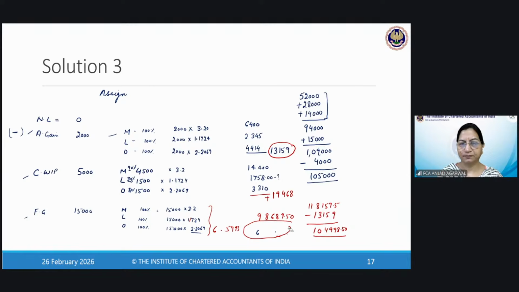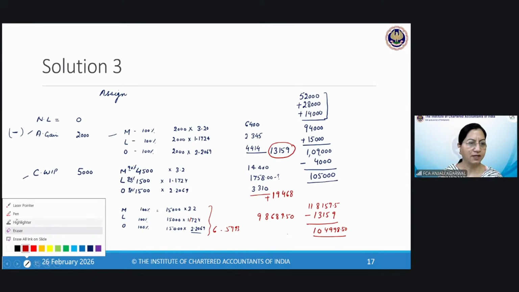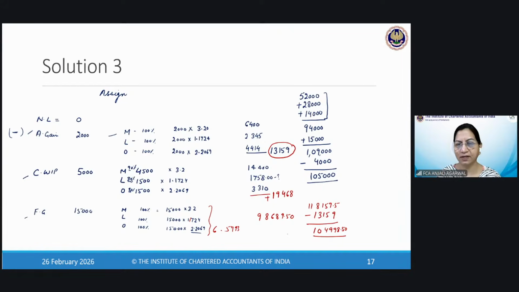Therefore, I will adjust it here itself so that in the process account I don't have anything to erase. So instead of 98,689.50, I'll call it 98,690. So I've increased the 50 paisa here. This also I'll round off to 19,469. So 1 rupee I have increased here. And now my total will increase by 1.50, and then it will exactly fit 1,05,000. Okay. That's why I was saying that I will keep this as a question mark.